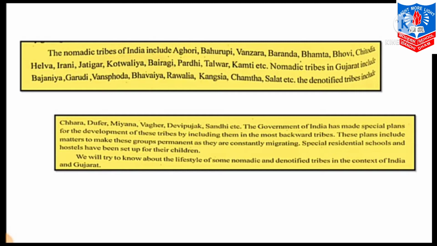Students, there are also some nomadic tribes of India that include Aghori, Bahurupi, Vanzara, Baranda, Bhamta, Bovi, Chittodia, Helva, Irani, Jattigar, Kotwalia, Bairagi, Pardhi, Talwar, Kamti, etc. And the nomadic tribes of Gujarat include Bajania, Garudi, Vanshpoda, Bhavaiya, Ravalia, Kangasia, Chamtha, Salat, etc. And the denotified tribes of Gujarat include Char, Dafer, Miana, Wagher, Devi Pujak, Sandhi, etc.